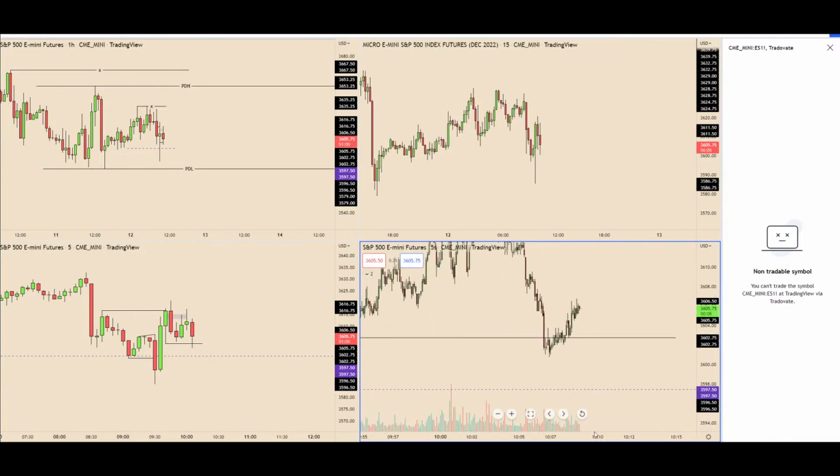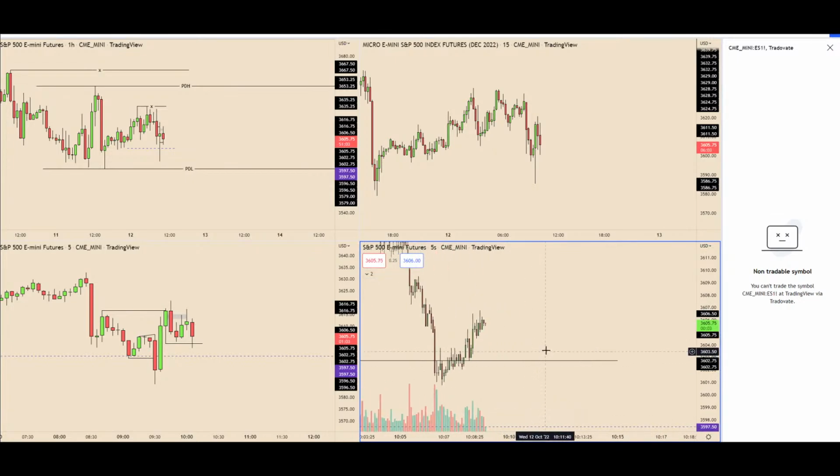No displacement up here, right? You can see that.